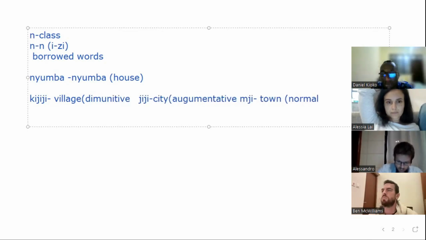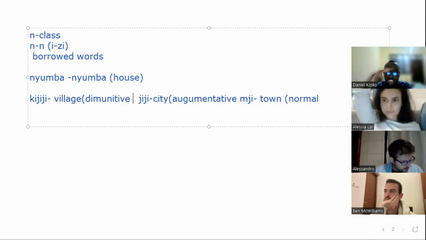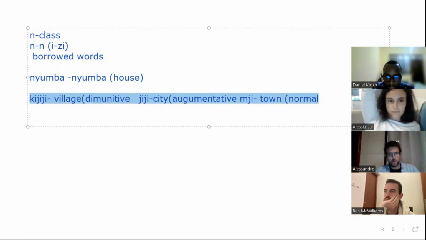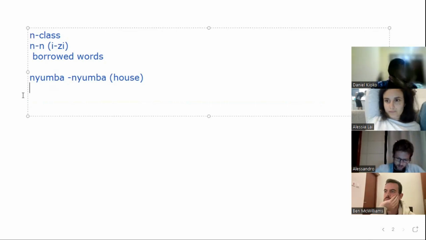What I'm trying to say basically is that in Kiswahili, you can take a noun and show it's a small one, extra small from normal, and show extra big and the normal one. This is a good example. Village is very small as compared to a town, and jiji is bigger than the town. That's what I meant. Anyway, I'm going to delete this because it's not part of our class, but it just popped up.